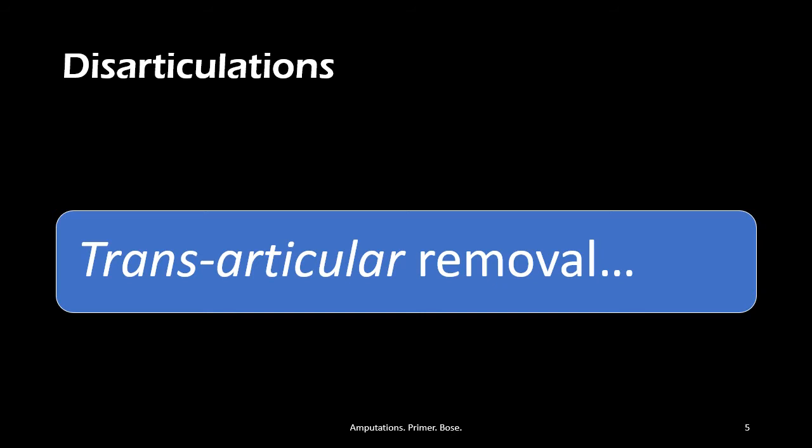Disarticulations, on the other hand, is the process of transarticular removal of the extremity or part. For purpose of this session, both the terms amputations and disarticulations are synonymous. Specific differences will be pointed out, and they pertain primarily to surgery and future prosthetic abilities.